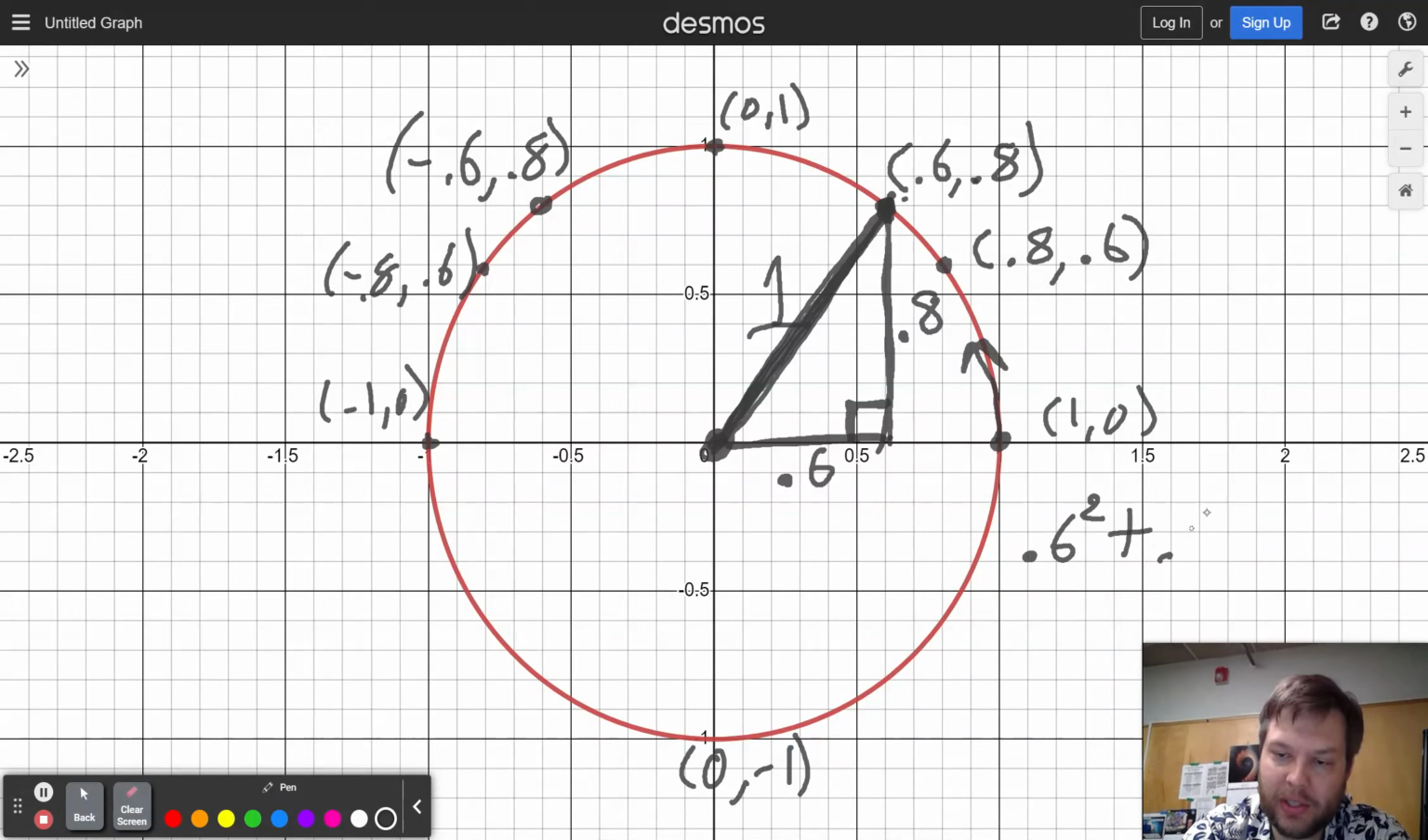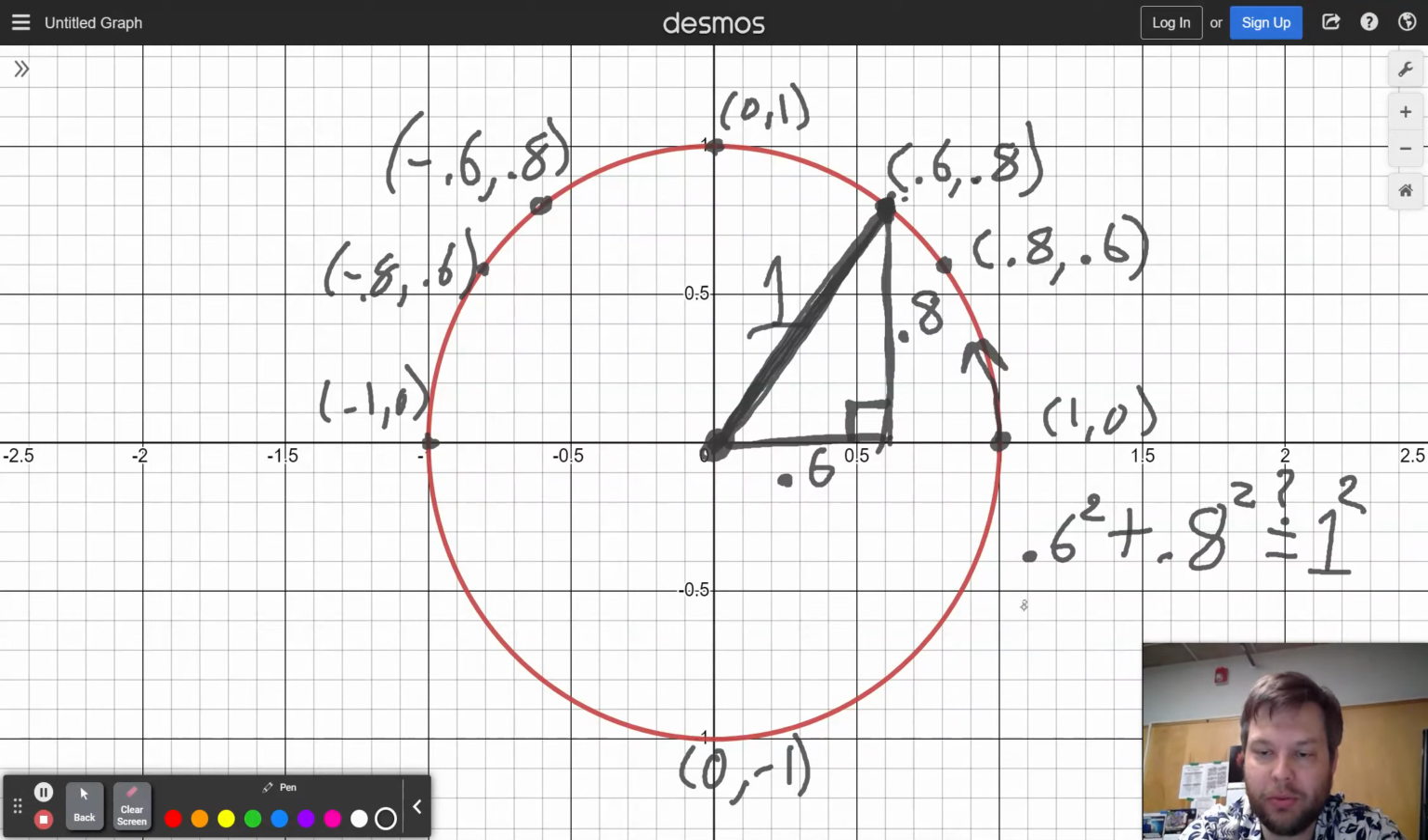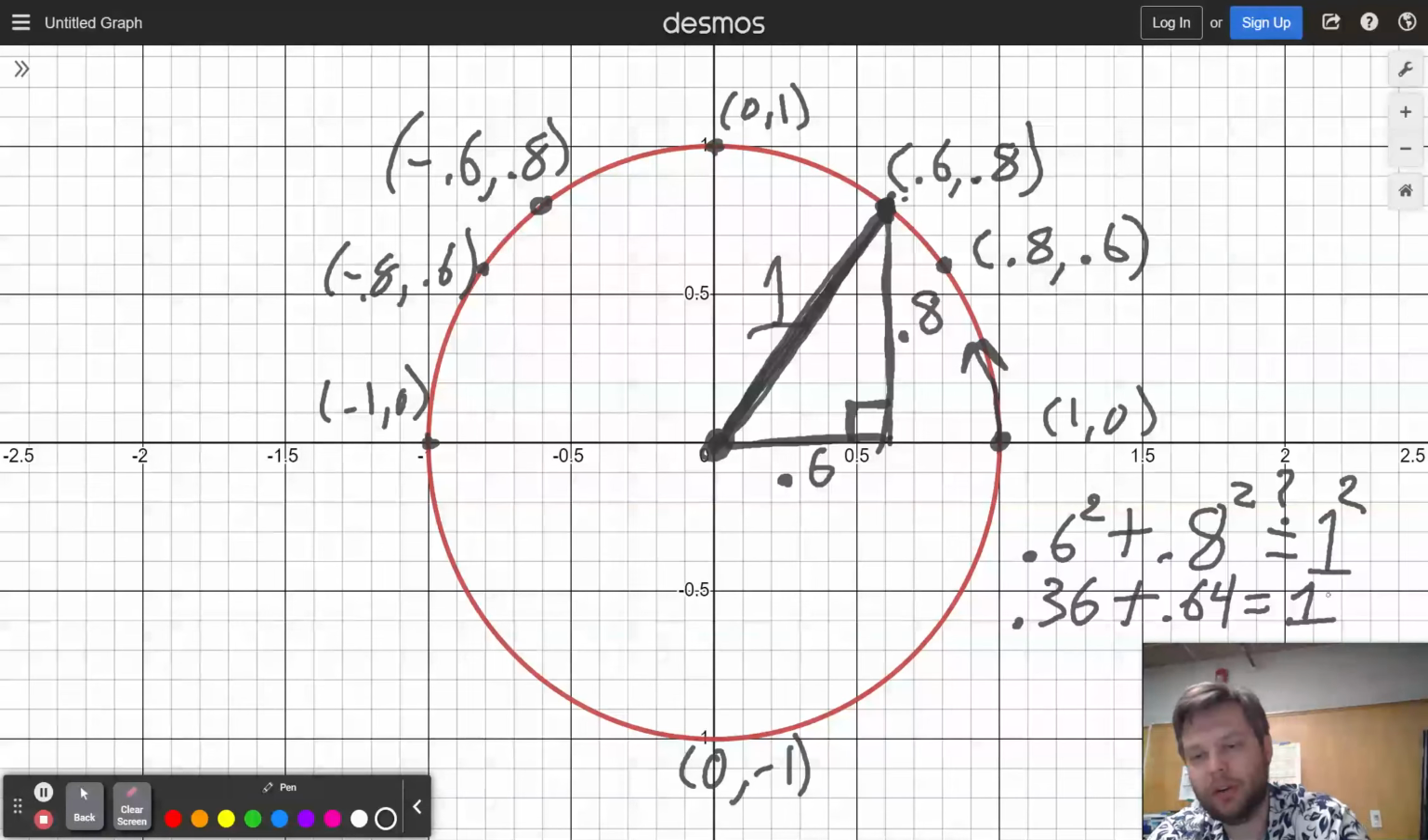Because it's always possible that maybe I was just looking at the graph and it just appeared that 0.6 comma 0.8 was on the graph. Maybe I read the graph wrong. So we're checking, does 0.6 squared plus 0.8 squared really equal 1? Well, 6 times 6 is 36. 8 times 8 is 64. Check it for yourself. 36 plus 64 makes 100.